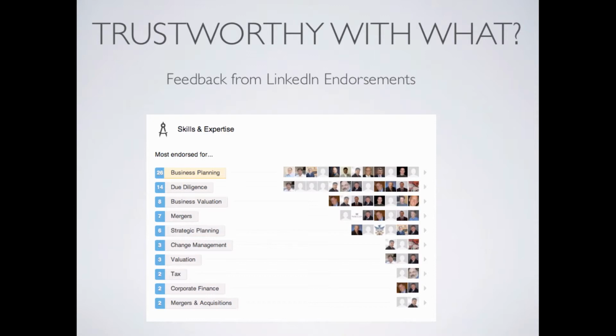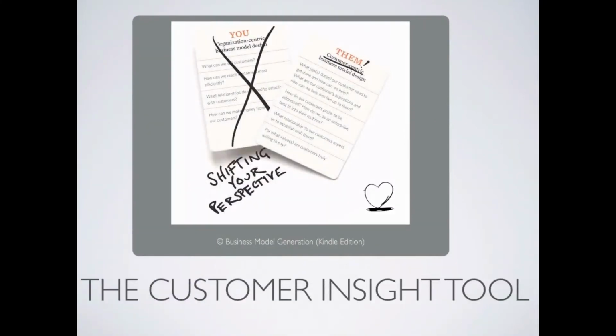Now, this is similar to the customer insight tool that's presented in Business Model Generation. Okay, basically these tools are, go to that customer relationship box in the canvas, and instead of thinking, how do you want to relate to your customers, turn it around. How do your customers want to relate to you? And shift your perspective that way.